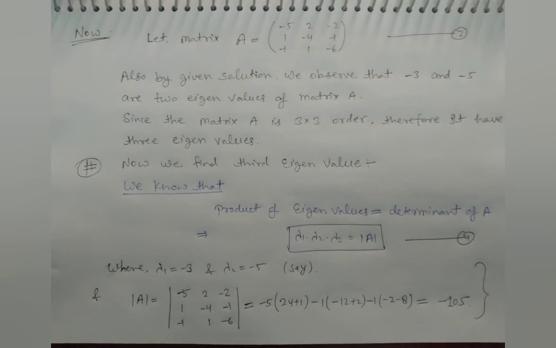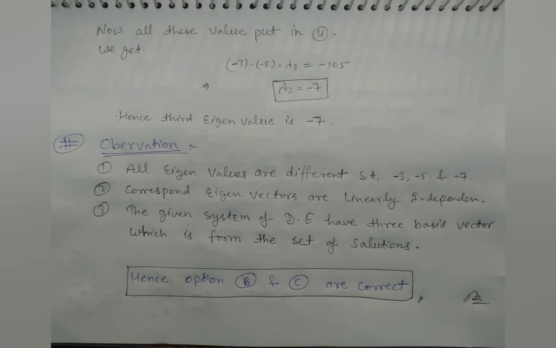We know that the product of eigenvalues is equal to the determinant of A. Now putting all these values in equation 4, we get lambda 3 equal to -7. Hence the third eigenvalue is -7.